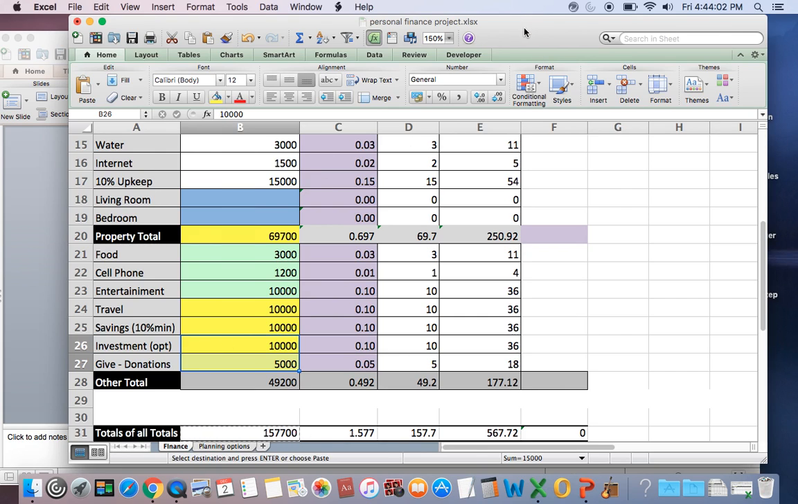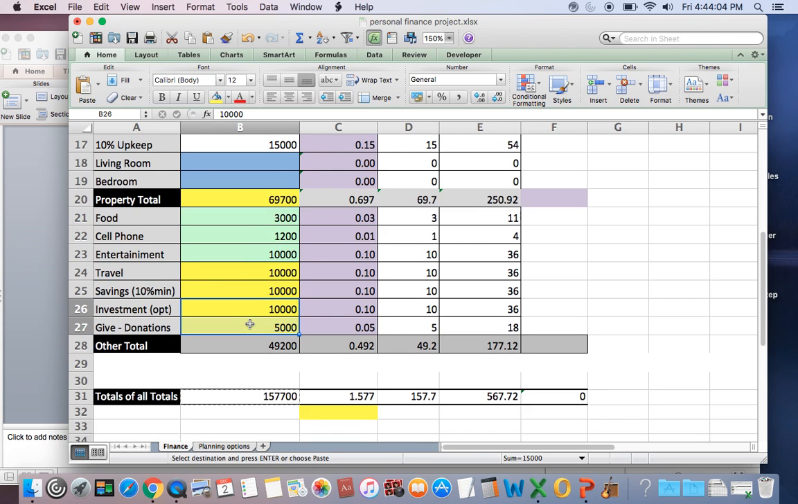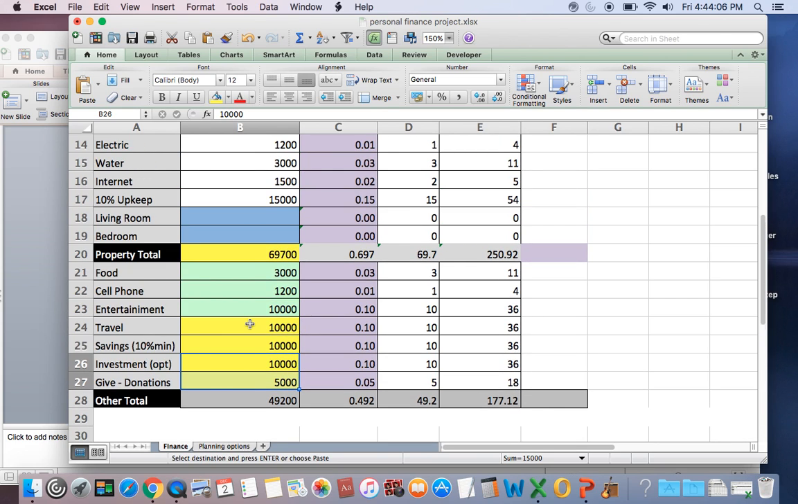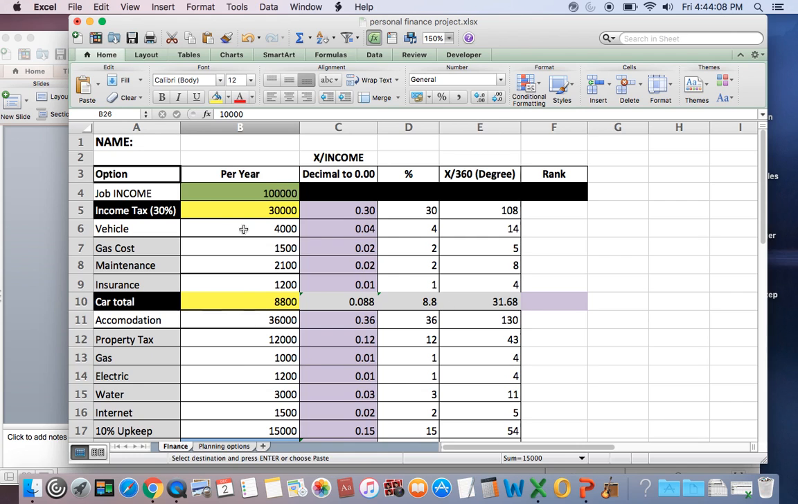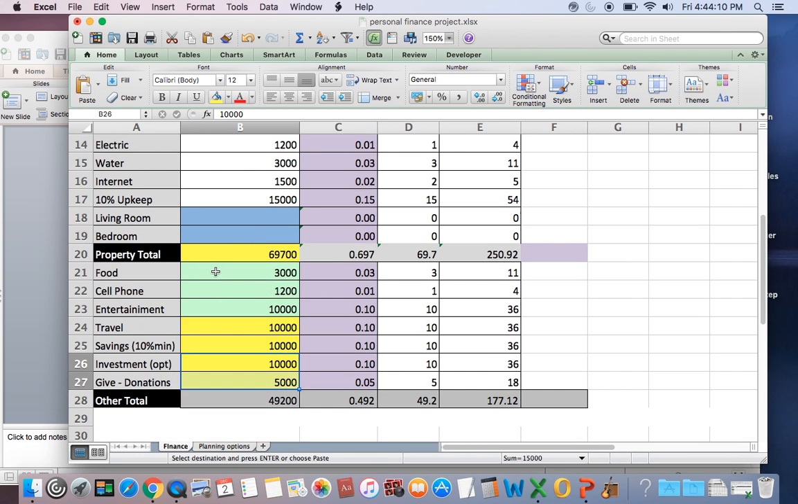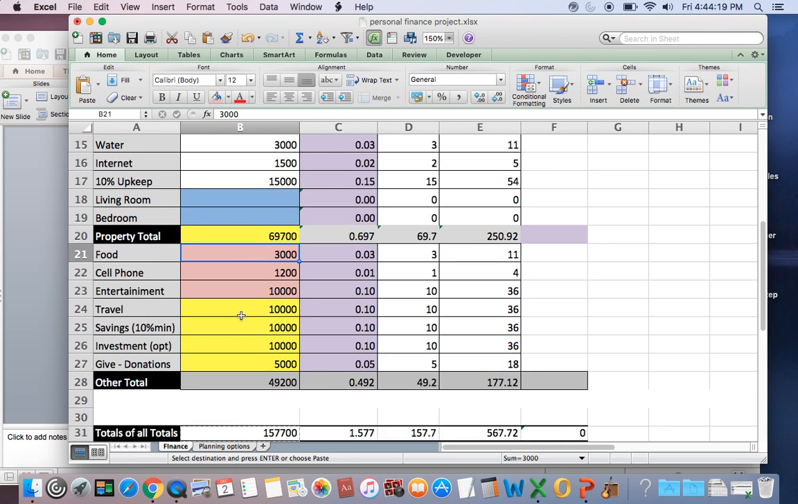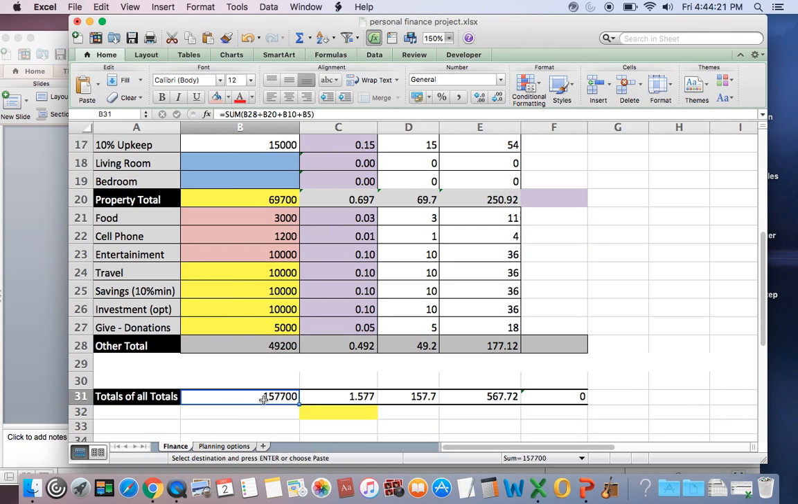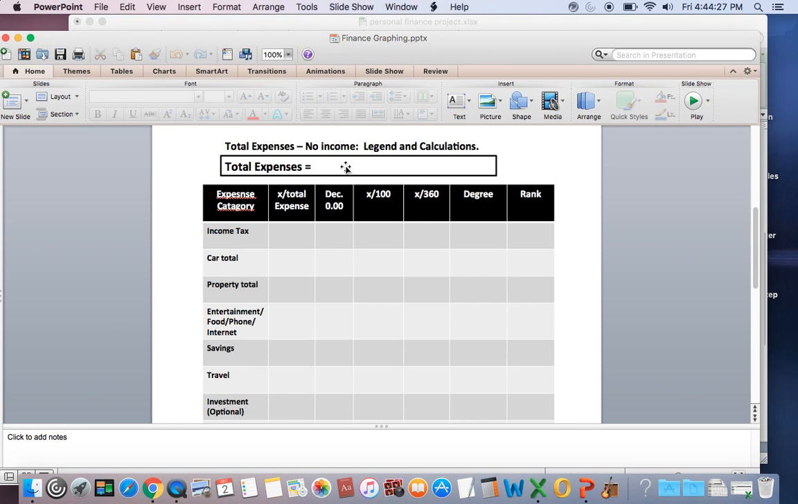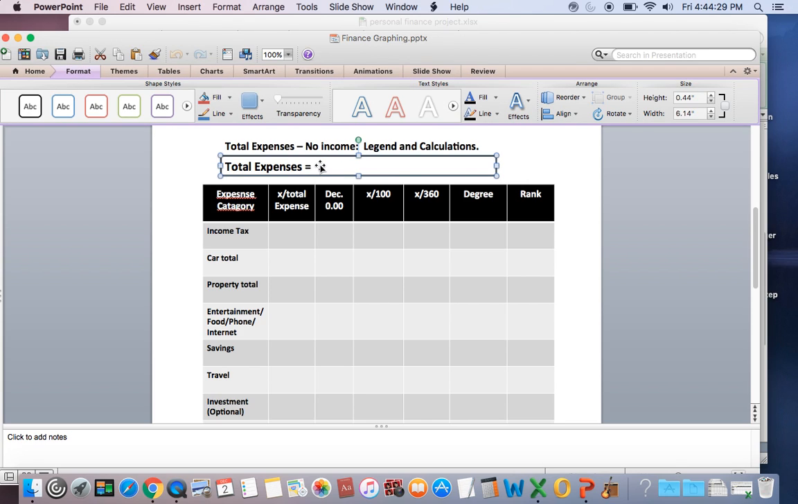All right, now what you do is you're going to add all of that up. So you total it all up. Add up all the yellow and this, let's make that a different color just so you don't get confused with your income. Let's make it pink. So the yellow and the pink, add those all up. I have a spreadsheet that does it for me, so my total is 157,700. This is where you're going to put this right on your document.